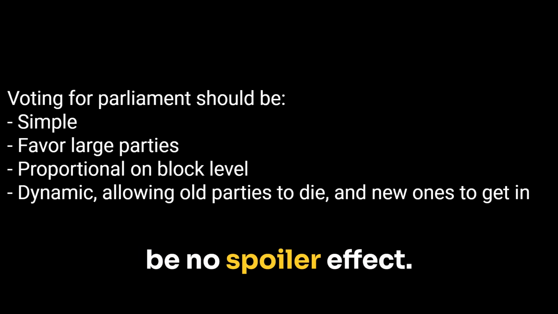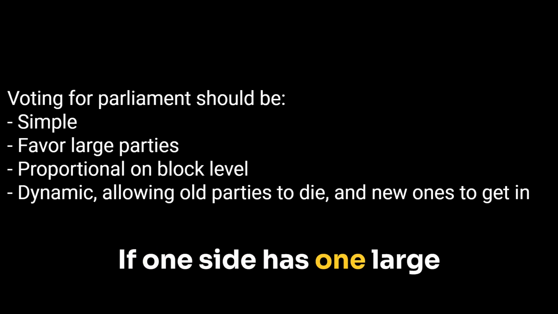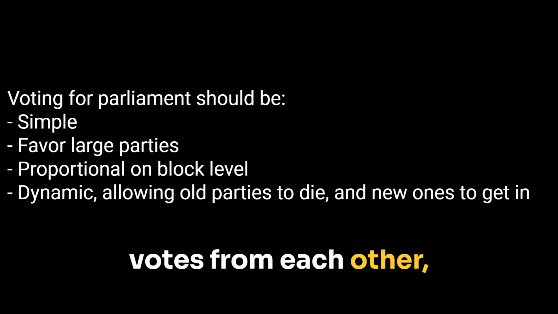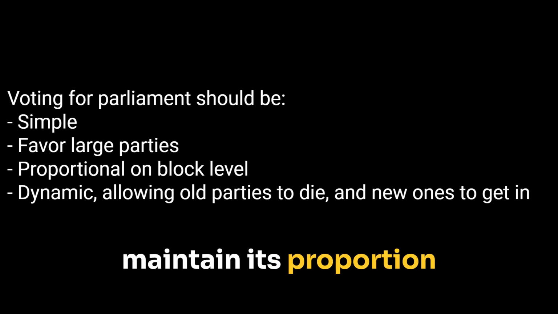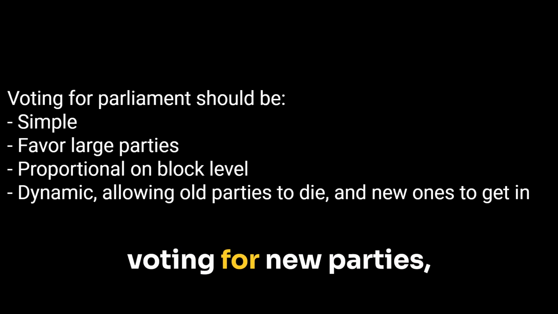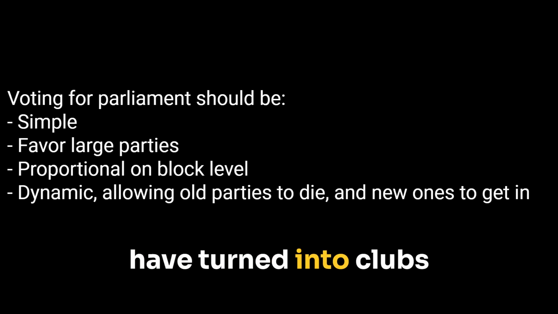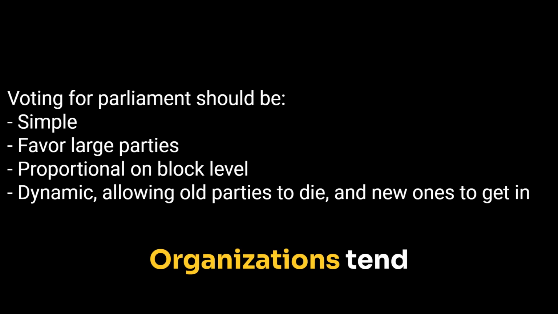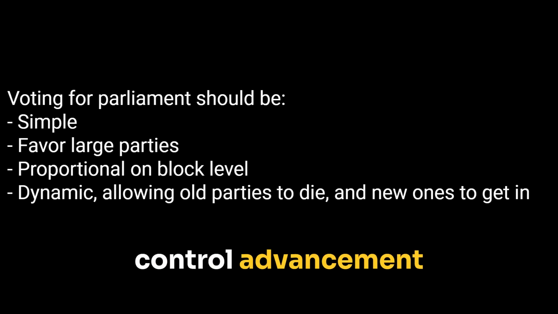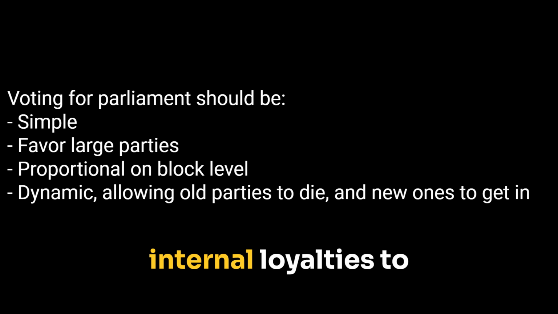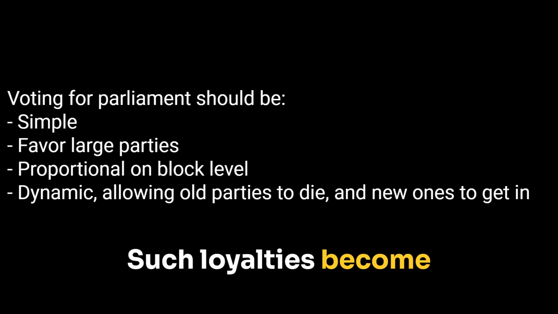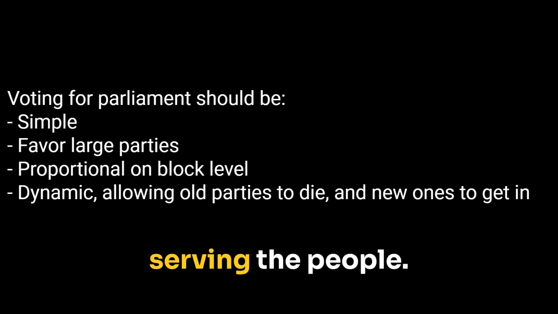This means there should be no spoiler effect. If one side has one large party and the other consists of several small parties stealing votes from each other, the bloc should still maintain its proportion of parliamentary seats. Such spoiler effects discourage forming and voting for new parties, even when old ones have turned into clubs for internal admiration. Organizations tend to rot from the inside. Those who rule them control advancement within the party and end up with internal loyalties to the leadership rather than to the voters. Such loyalties become more important than competency or serving the people.